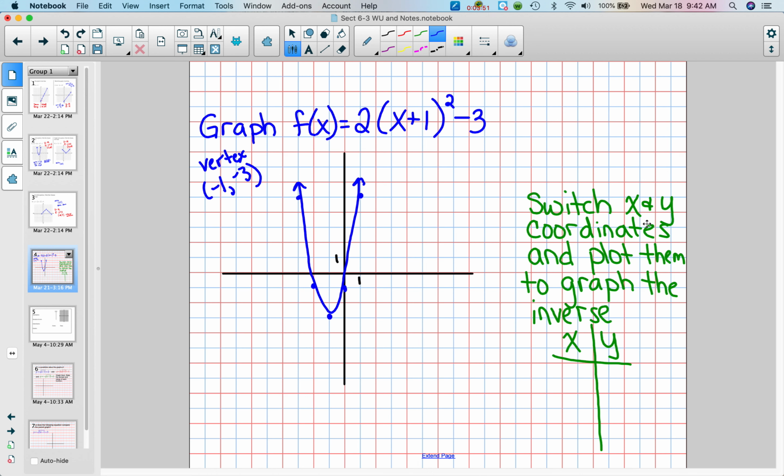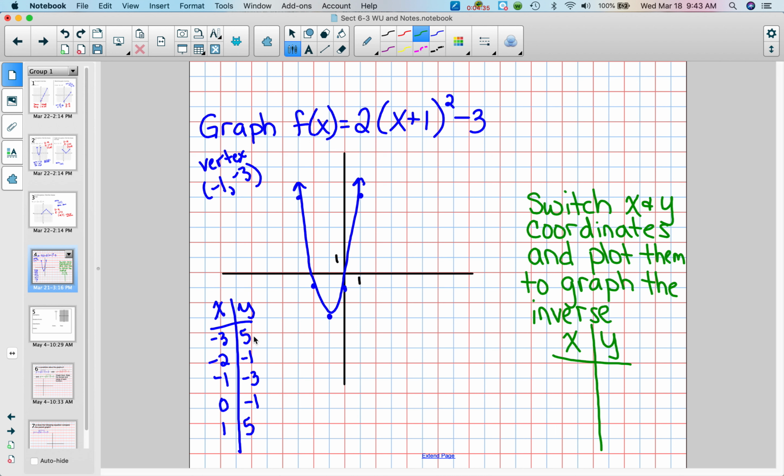And then I'm asking you to switch the x and y coordinates and plot them to graph the inverse. Remember, we just got done talking about inverses in the last section, so we're going to relate that here. So I'm going to list my ordered pairs. Actually, I think I'm going to do it with a table of values for this function. So I have -3, 5, -2, -1, -1, -3, 0, -1, and 1, 5. So those are some of the ordered pairs. Remember, there's infinite points on this parabola. Here are 5 of the points that are on that parabola.